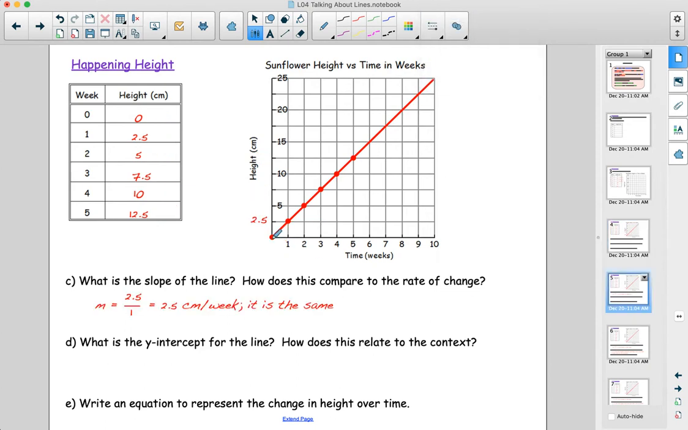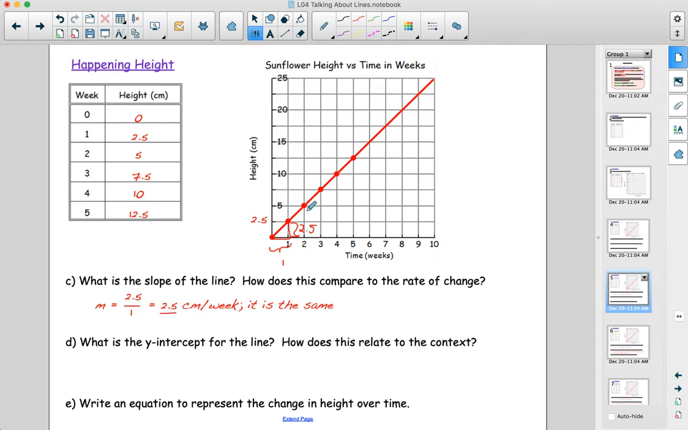So in the right triangle I'm going to draw right here, we can see that this is 1. And we can see that that is 2.5. So slope is going to be rise, which is 2.5, over run, which is 1. So 2.5 over 1 gives me 2.5.